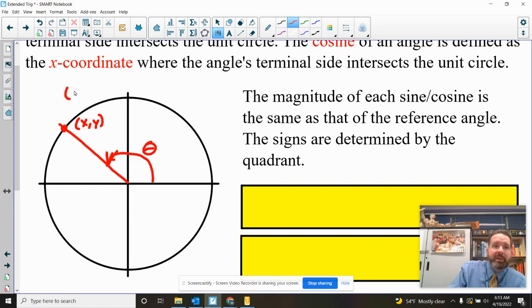I'm even going to write it that way. Cosine of the angle theta is the x coordinate. Sine of the angle theta is the y coordinate.